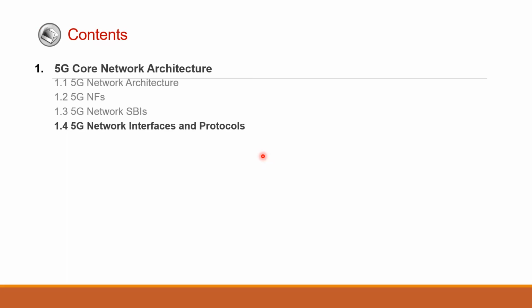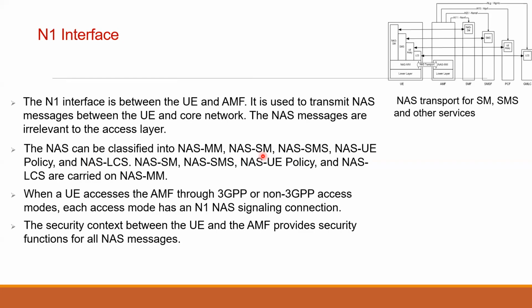Lastly, you're going to see the different interfaces and protocols. As we already saw, the N1 interface is the interface between UE and AMF, and it is used to transmit the NAS signaling between UE and core. And these are the different NAS messages: mobility management, session management, SMS management, UE policy, and all that. And when you access the AMF through 3GPP, each mode has a NAS signaling connection. And the security context exchange between UE and AMF is also done over the N1 interface.